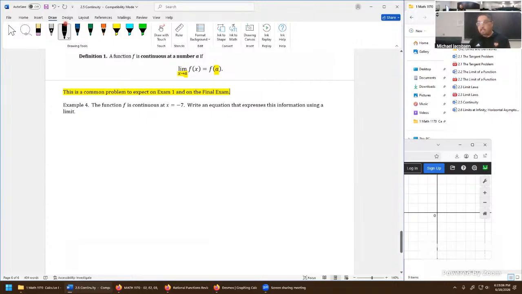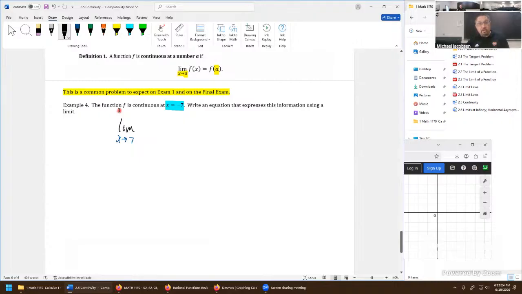So to get started on this one, we know that there has to be a limit, so it doesn't hurt to just write that down. If we say continuous at 7, that means that's where x is heading towards. X is heading towards 7 itself.